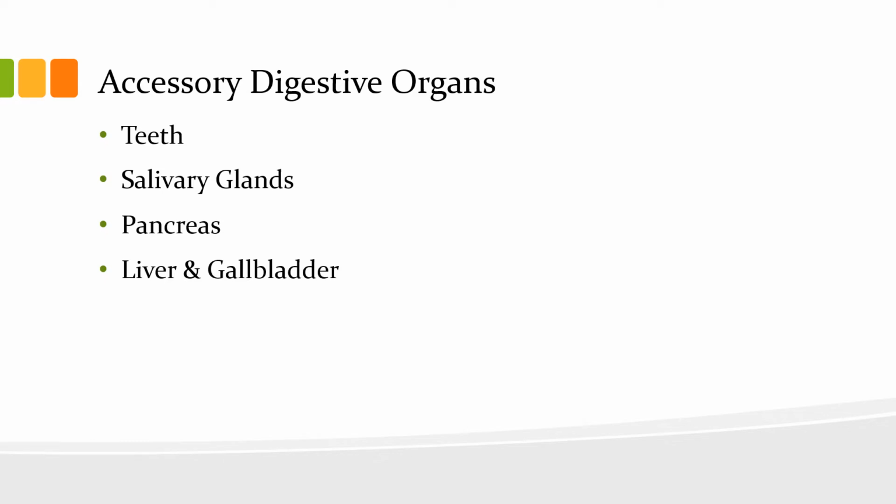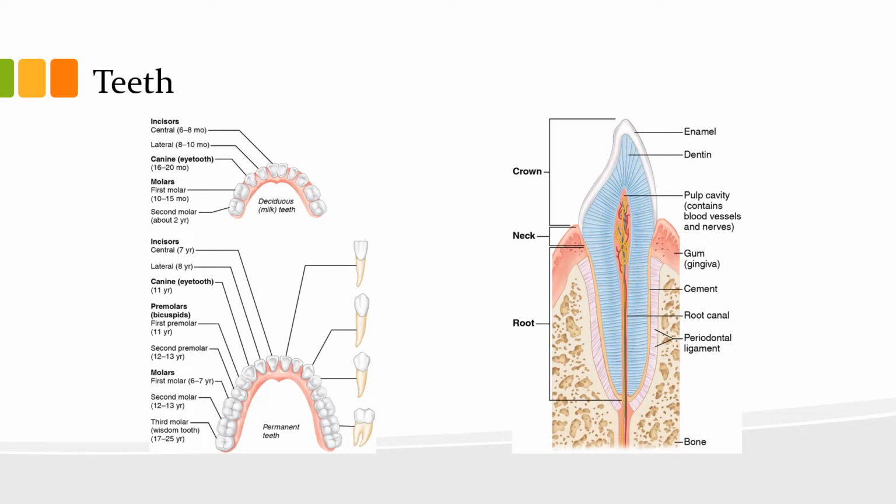Now let's talk about those accessory digestive organs. We have your teeth, the salivary glands, the pancreas, the liver, and the gallbladder. I think it's pretty obvious the role teeth play in this system, but they're used to masticate or chew by opening and closing our jaws, moving them side to side. In the process, teeth tear and grind food, breaking it into smaller fragments.